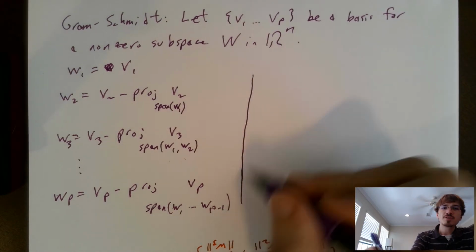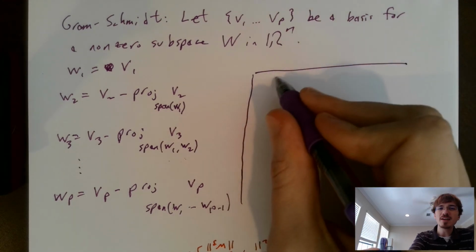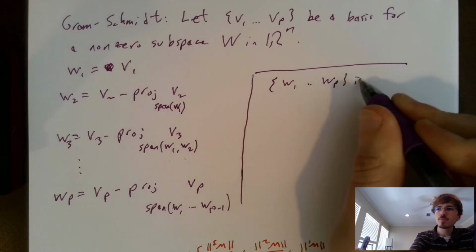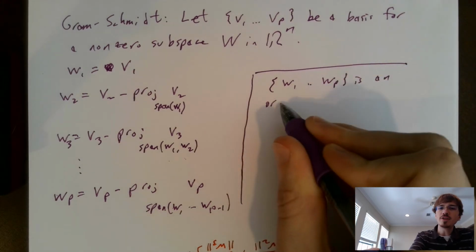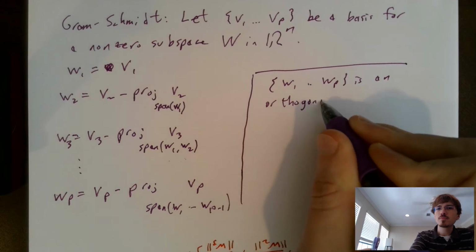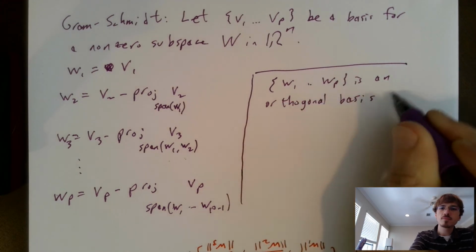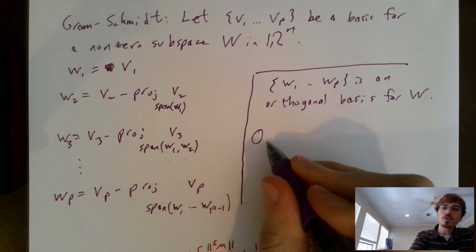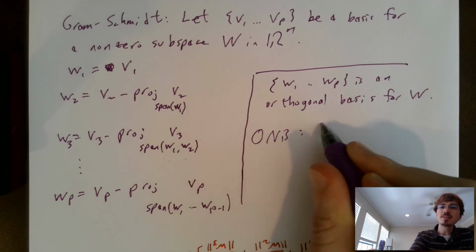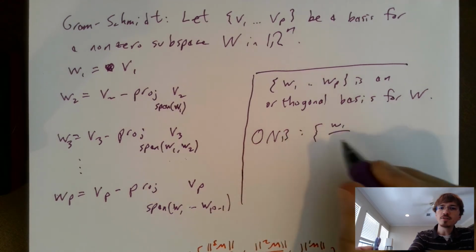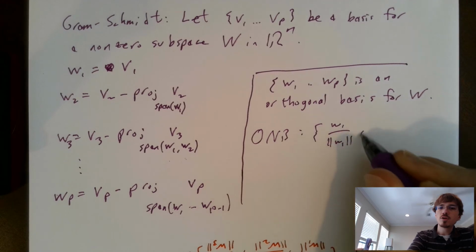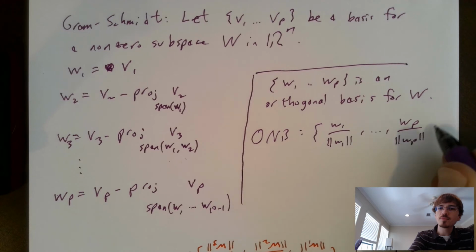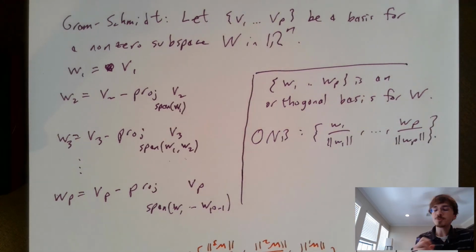Whenever we do this, what must we have? We must have that the set W1 through Wp is an orthogonal basis, and we must have an orthonormal basis given by W1 divided by its magnitude all the way down to Wp divided by its magnitude. And this is the Gram-Schmidt procedure.